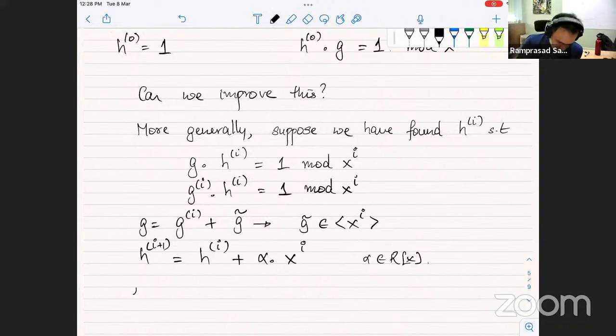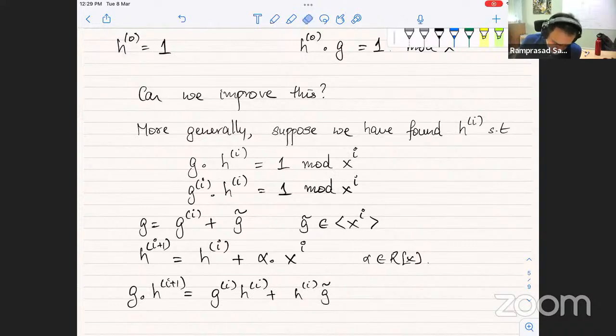So what is g times hi plus 1 going to be? Let's just do this product, this times this. There is one term which is gi hi, plus hi g tilde. In fact, let me write this as hi g tilde x power I. I know that entire thing was divisible by x power I. I'm referring to whatever the g tilde is.